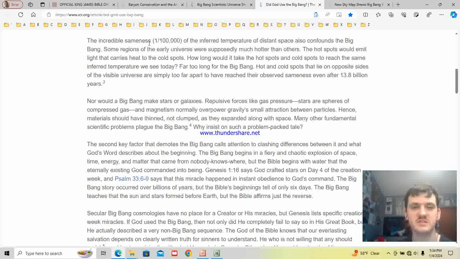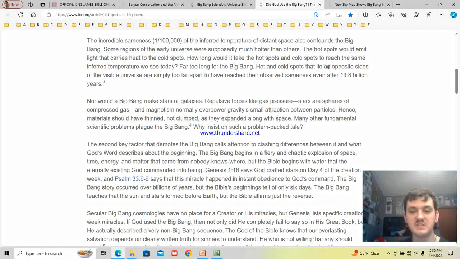The incredible sameness of the temperature of space. After the Big Bang, some regions of the universe were supposedly much hotter than others. The hot spots were meant to carry the heat out to the cold spots. And how long would it take for the hot spots and cold spots to reach the same temperature we see today? Far too long for the Big Bang.